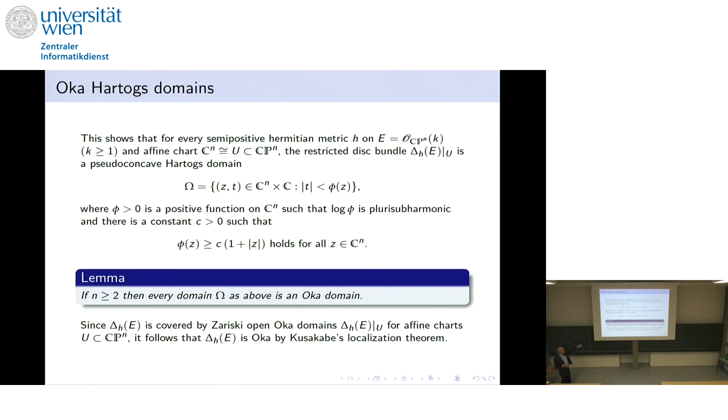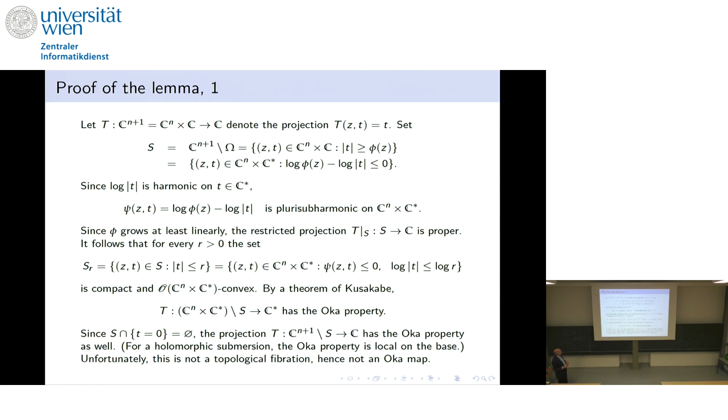Why? Because you see, this bundle is covered by such Zariski open domains for affine charts covering CP^N. So it follows that if I know that each of these is Oka, then this is covered by Zariski open Oka charts. So it's Oka by the localization theorem. Okay, so I have to know that this is Oka. But this now is not too difficult, because here we can use Kusakabe's theorem.